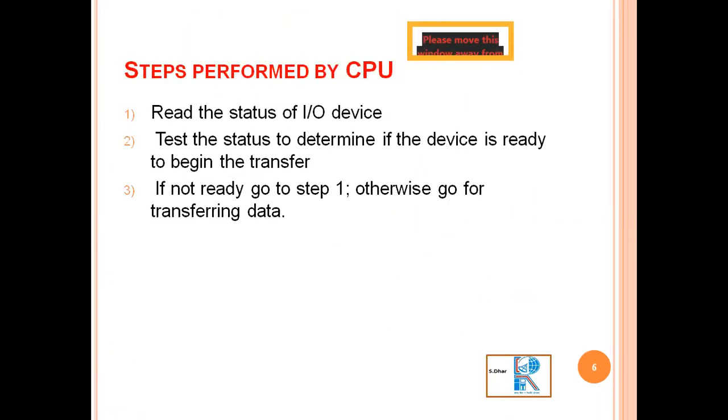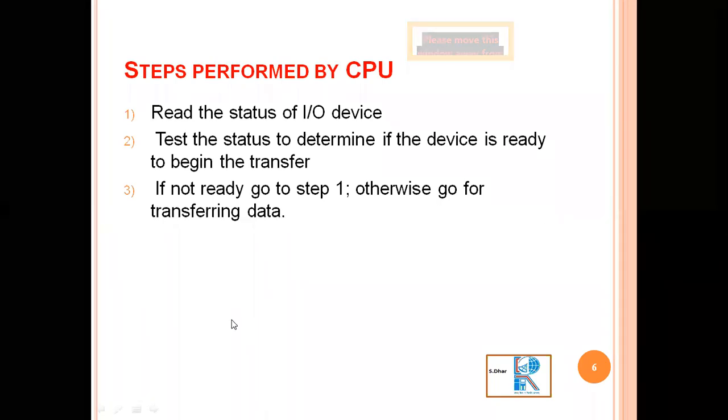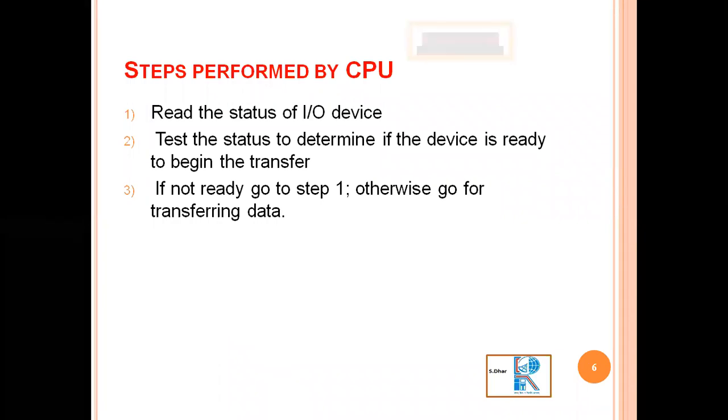Now, what are the steps performed by the CPU for transferring data in programmed IO to or from the IO device? First, suppose the CPU is doing some work. After some time gap, it will check the status of the IO device. If it finds that the status is set, that means the device is ready to begin the transfer, then it will go for the transfer operation, executing the set of programs for transferring. Clear? If it finds that the device is not ready, it will go back to step 1 and read the status of the IO device again.